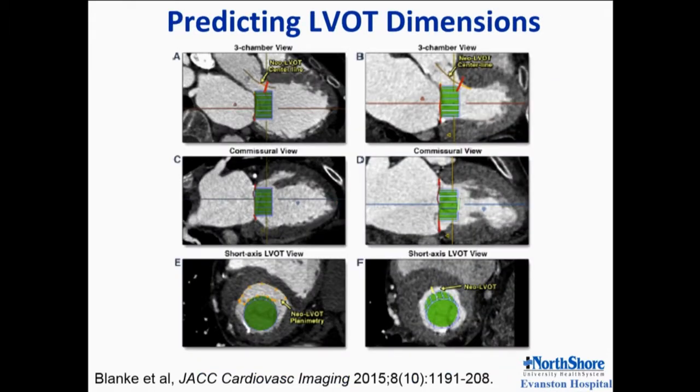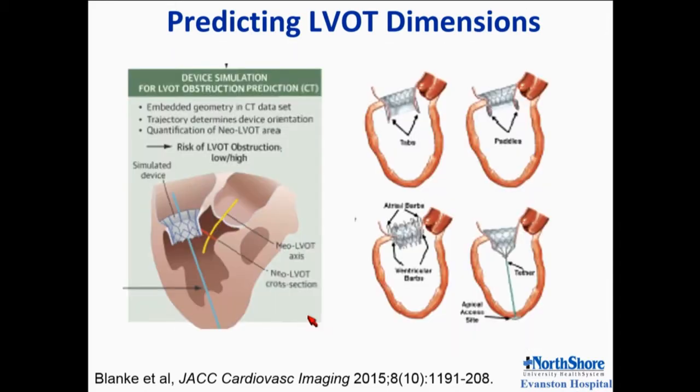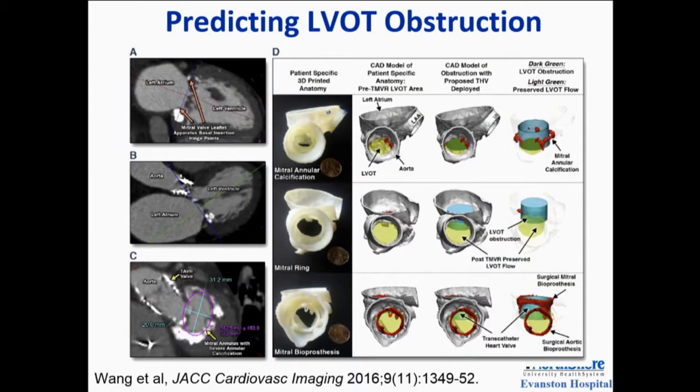And thanks to the work from Philipp Blanke and Jonathon Leipsic in Vancouver, we have learned to predict those LVOT dimensions, so they came up with the concept of the neo LVOT, where you place your virtual valve, then remove it and measure the LVOT space without the valve, put a new valve, and now remeasure the space, and that remaining space is the neo LVOT. And this is just another example of their publications.